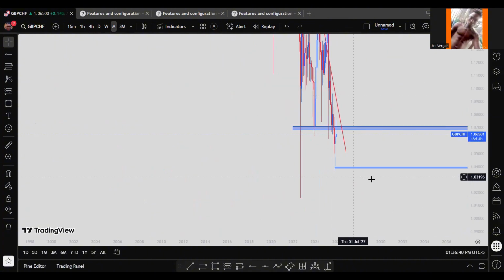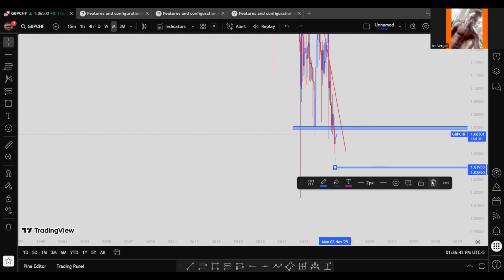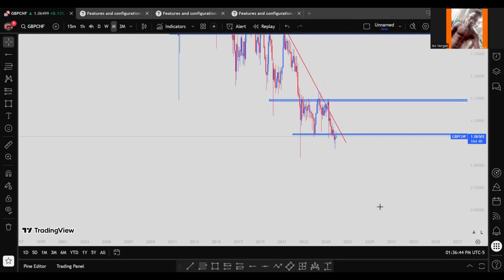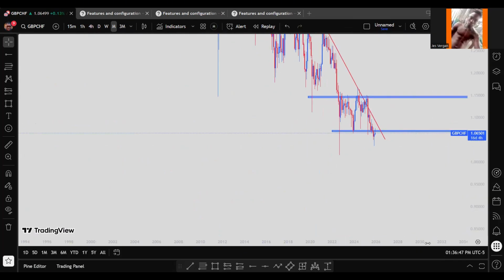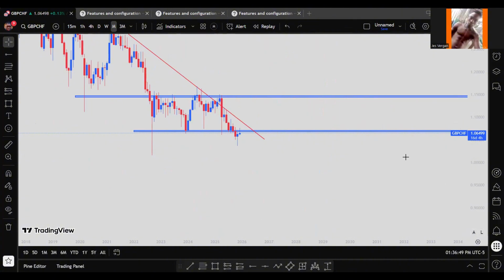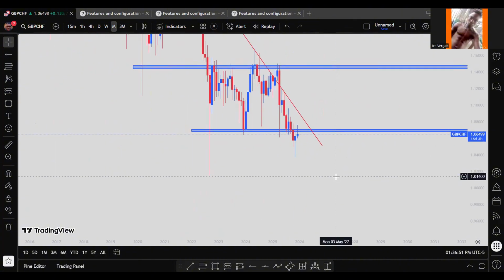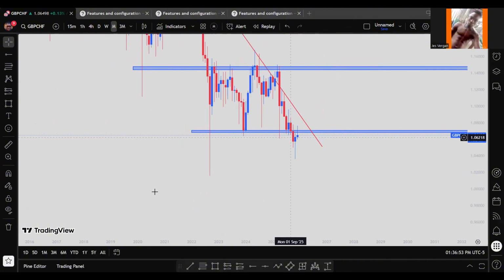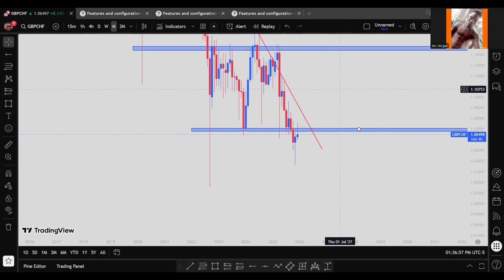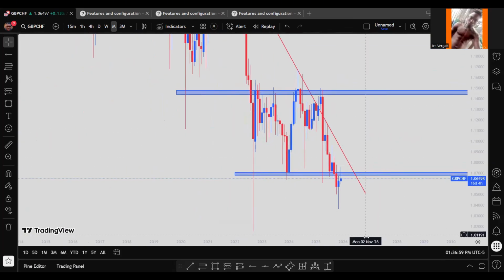So after doing the analysis, all you have to do is wait for the market to come to you. I'm not actually chasing the market. I'm just waiting for everything to unfold. So if price tests this level and we break a counter trend line, then I'll be interested in selling this market. But for now, I'm just going to be watching it.